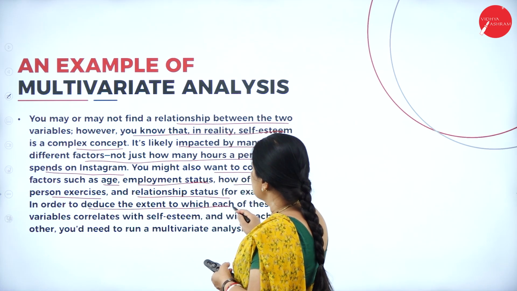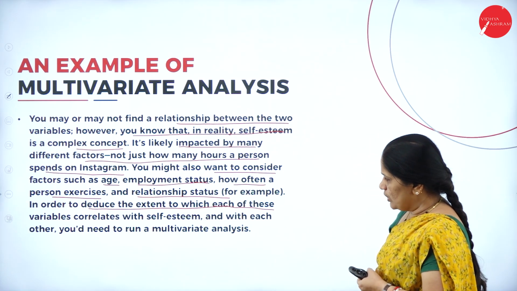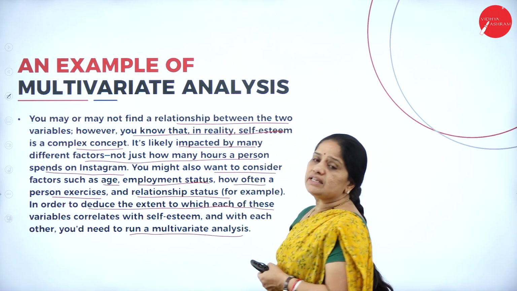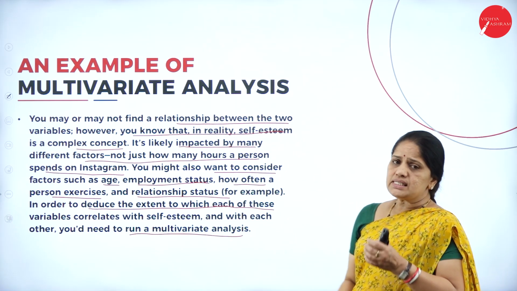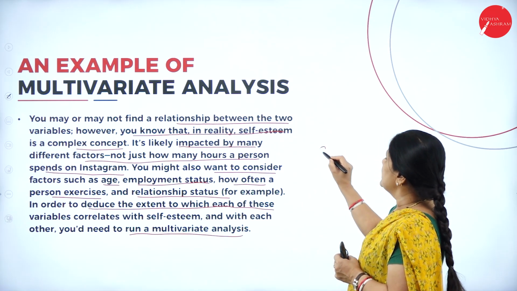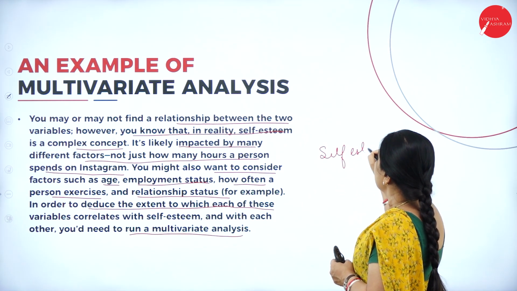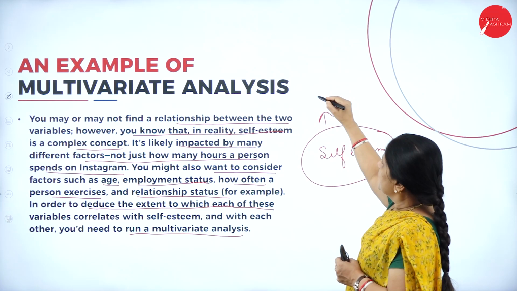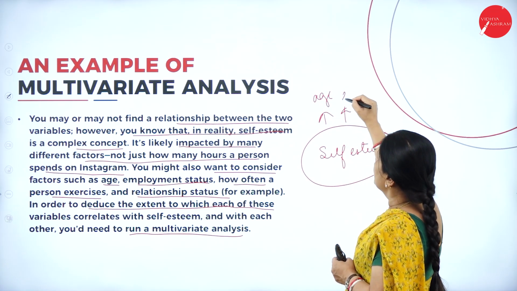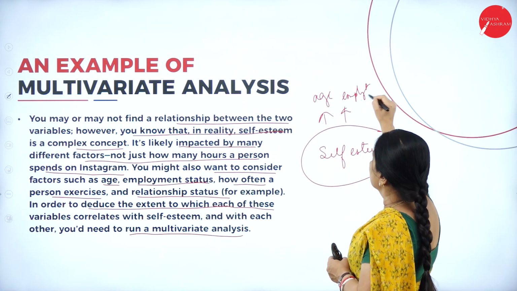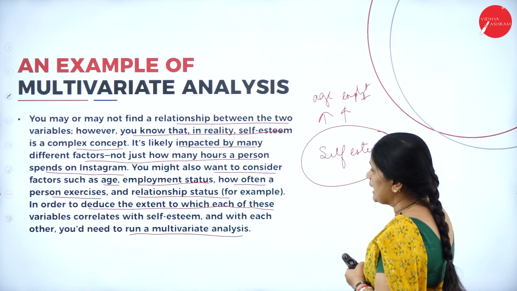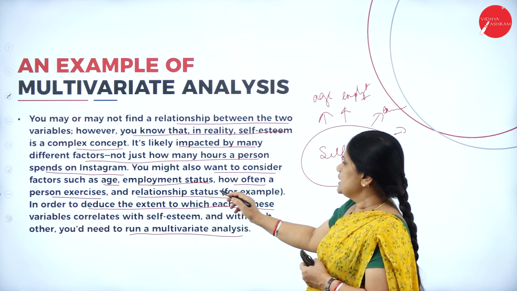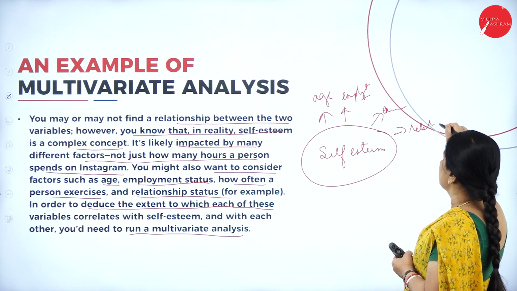In order to deduce the extent to which each of these variables correlates with self-esteem, and with each other, we need to run a multivariate analysis. There are so many factors which decide the self-esteem of a person. What are the factors here? The age factor is there. Then we have the employment status. If he is very well employed, then his self-esteem will be nice. Then how often he is exercising, and the relationship status, etc.